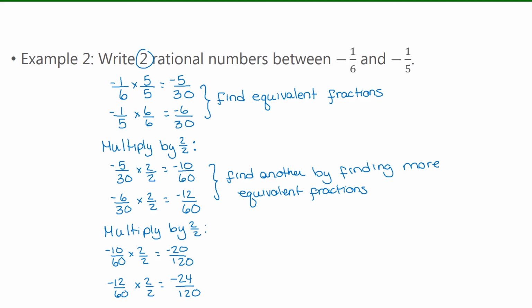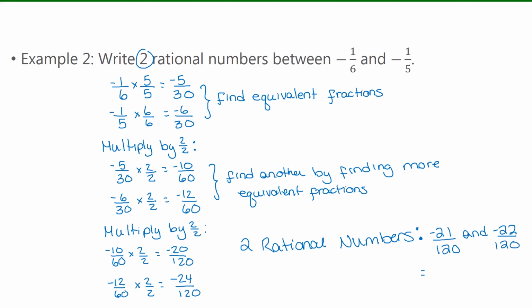I can write -21/120, -22, or even -23. But I'm only asked to list two numbers. So I'm going to say -21/120 and -22/120.